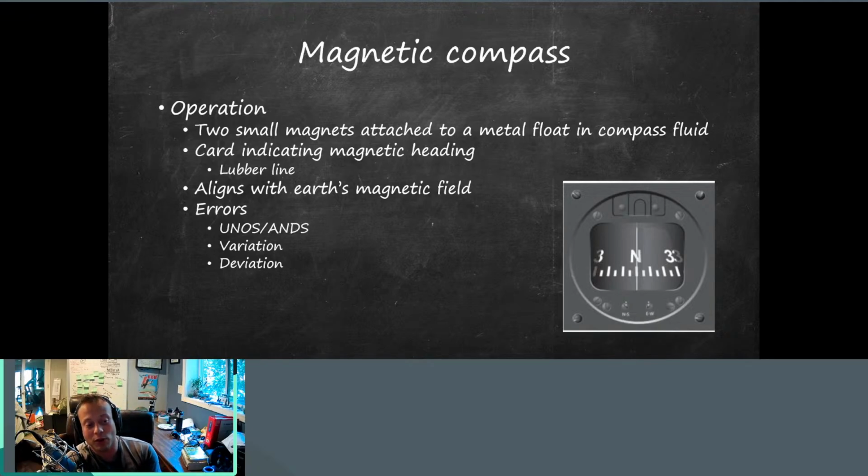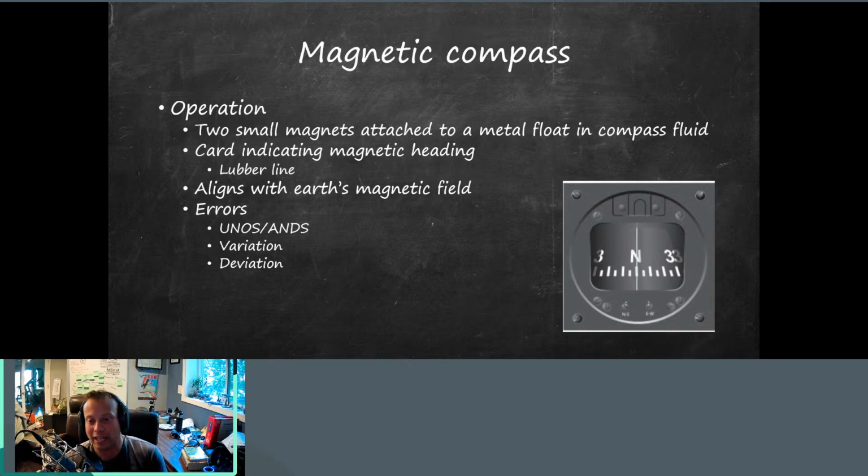And we use the acronyms UNOS and ANDS to remember those errors. UNOS stands for undershoot north, overshoot south. So if you're flying on a north or south heading and you turn the aircraft, your compass will not indicate correctly. It will undershoot during a turn to the north or from the north, and will overshoot from a turn to the south. In addition, if you're flying on an east or west heading and you accelerate, the compass will erroneously indicate a turn to the north. If you are flying east or west and decelerate, the compass will erroneously indicate a turn to the south.